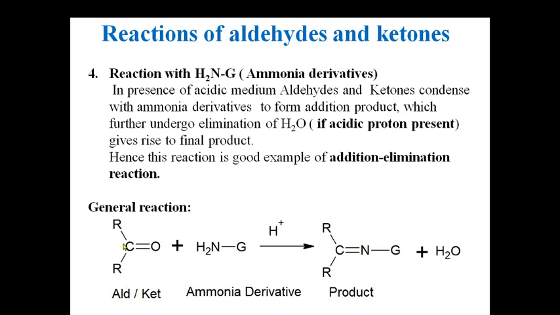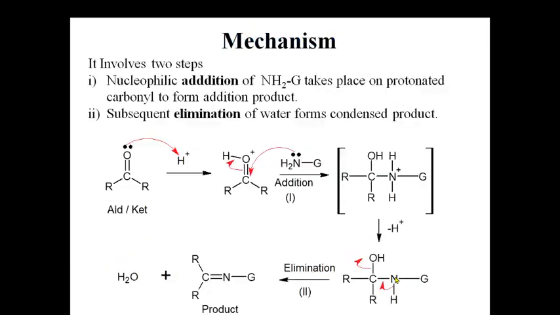So here, say any aldehyde or ketone, and the ammonia derivative. We are going to change this G group, then you will get the different products there. In slightly acidic medium, you will get the final product which contains C double bond N. So let's see the mechanism of this reaction.